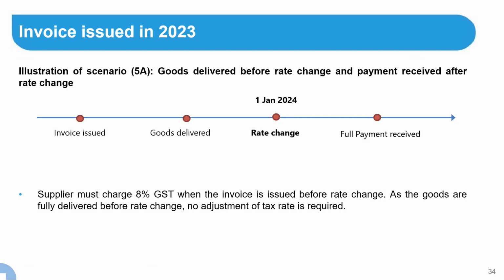To illustrate scenario 5A, this example shows a transaction where the invoice is issued and goods delivered before the rate change date, but the payment is only received after the rate change date. When the invoice is issued, the supplier must charge 8% GST on the supply. As the goods are fully delivered before the rate change date, no adjustment to the tax rate is required.